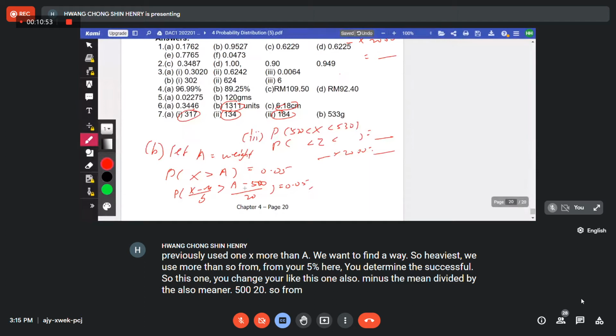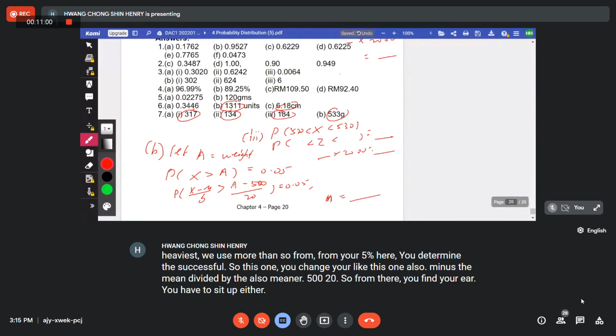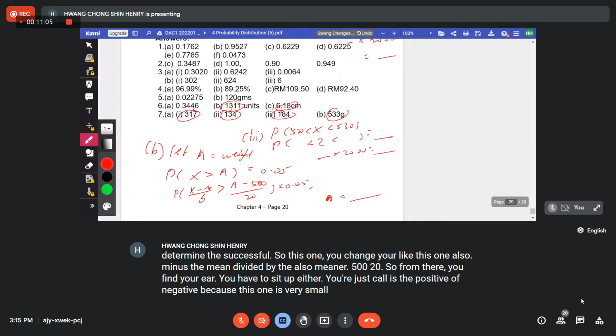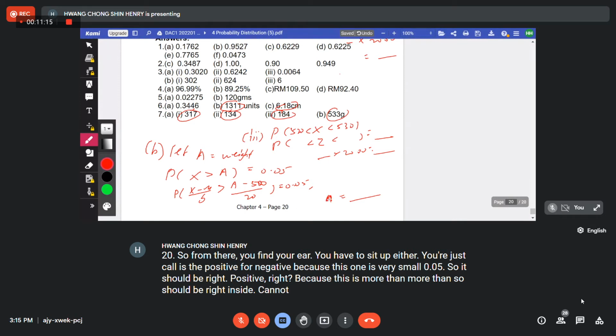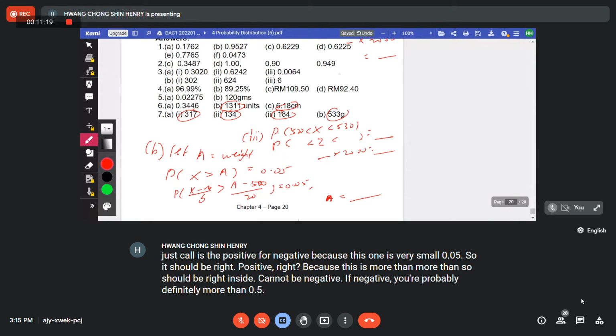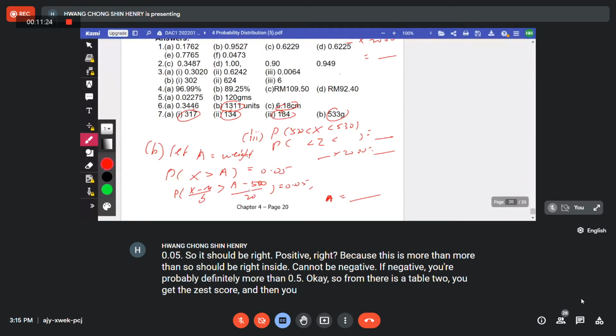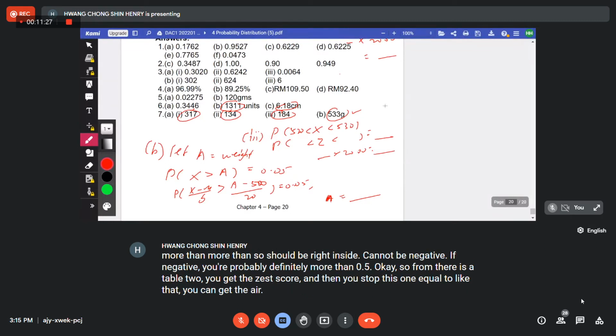So from there, you find your A. You have to see whether your Z score is positive or negative, because this one is very small, right? 0.05. So it should be what? Positive, right? Because this is more than. So it should be right inside. Cannot be negative. If negative, your probability is definitely more than 0.5. Okay, so from there, use table 2, you get the Z score, and then you solve this one equal to the Z, you can get the A answer already.